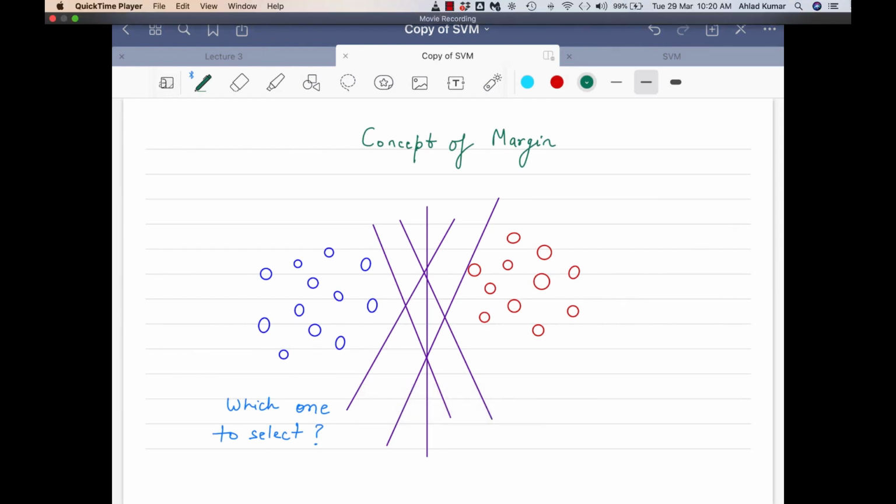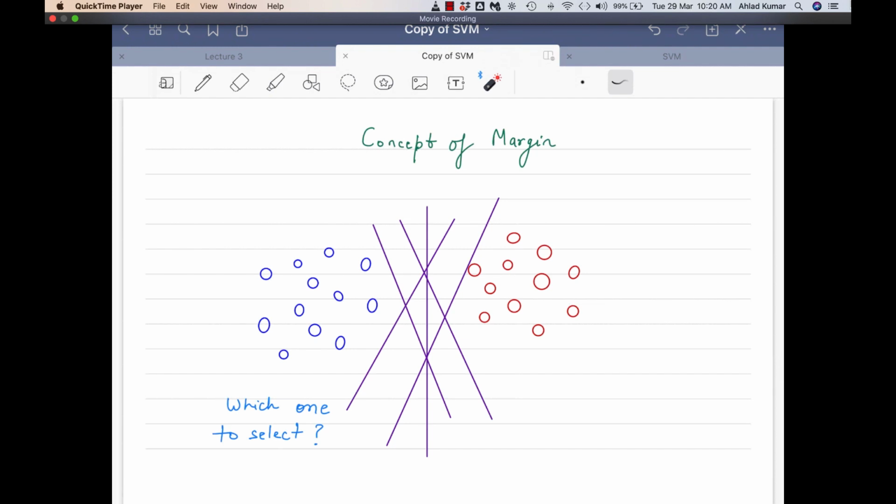Okay, so in the last lecture we were discussing the perceptron algorithm, and we saw that it had a few problems. One of them we discussed last time was this particular problem: we do not know which will be the best hyperplane, the best separating hyperplane which can separate these two data sets.